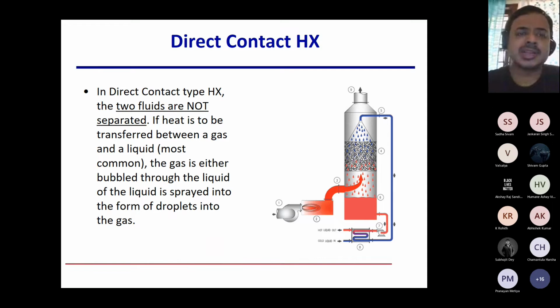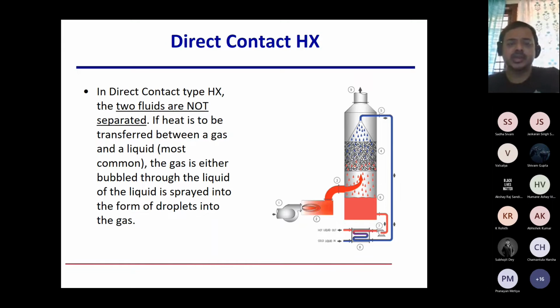Now, oil and water, I said about two liquids. I specifically meant that because these are immiscible liquids. However, most direct contact heat exchangers happen between a gas and a liquid, which is most common. The gas is either bubbled through the liquid or the liquid is sprayed in the form of droplets into the gas.